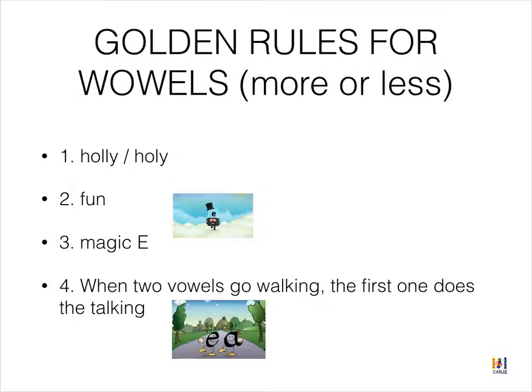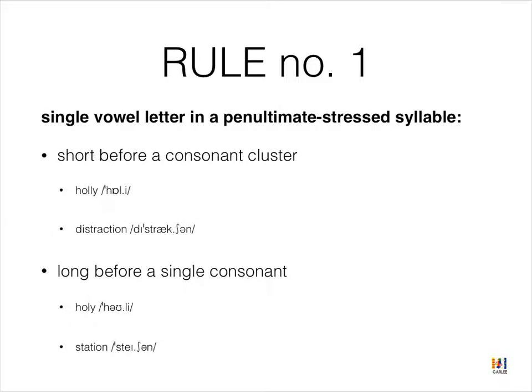Okay? So, the first one. This is just a summary for you to remember, because the explanation is a bit long and boring. But if you remember these 4 things, it might be easier for you to know what I'm talking about, okay? Rule number 1. Imagine you have just one vowel letter in a word that has at least 2 syllables, and the stress falls on the penultimate syllable, not on the last one, okay? So that single vowel will be short when you have what we call a consonant cluster.